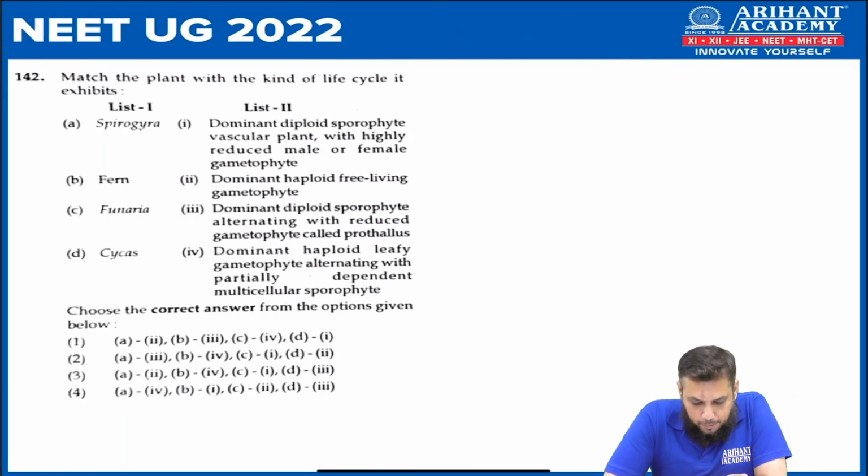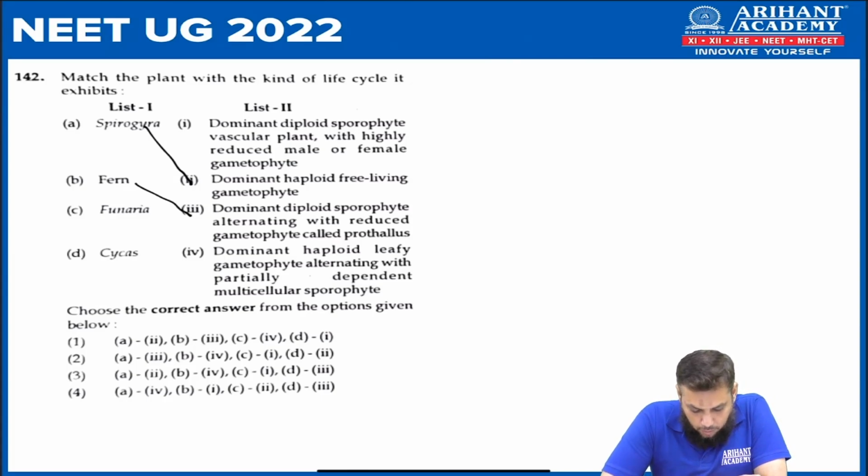142. Match the plants with the kind of life cycle it exhibits. So Spirogyra, which is an algae, will show a dominant haploid free living gametophyte. So it will be A-2. B, Fern. Fern is a pteridophyte, so it will have a dominant diploid sporophyte alternating with a reduced gametophyte called prothallus. It is comparatively reduced.